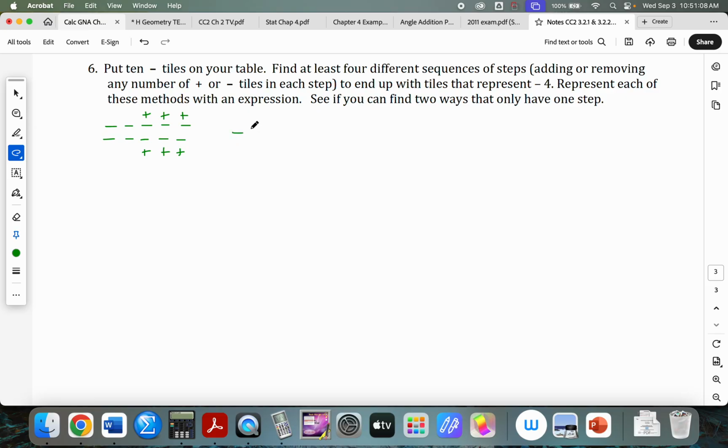So that would be negative 10 plus 6 is negative 4. What's another way that we could do that in one step? Yeah, what if I took off 6 of the negatives? Negative 10 minus negative 6 also leaves you with negative 4.